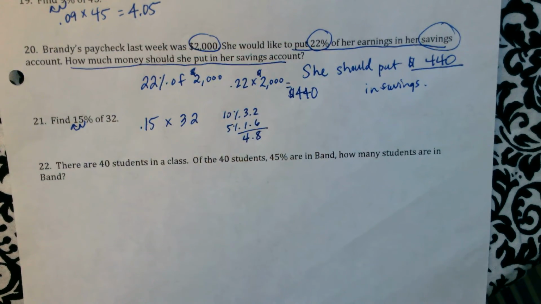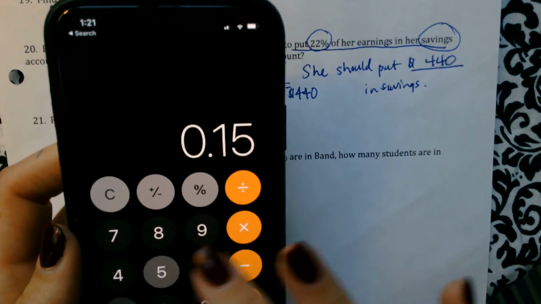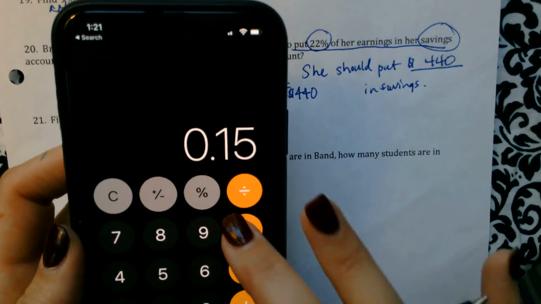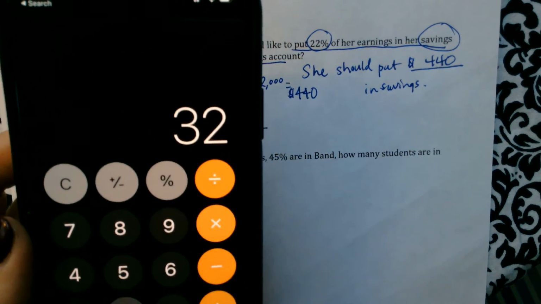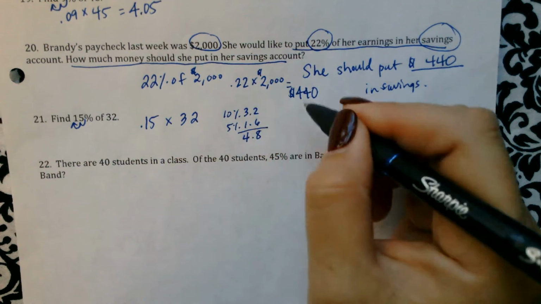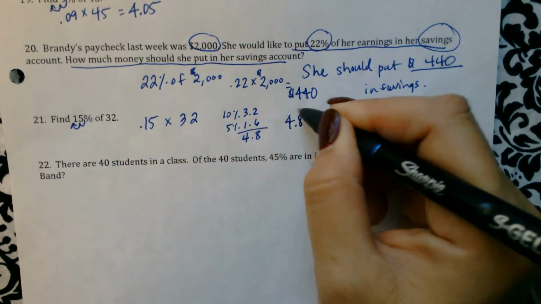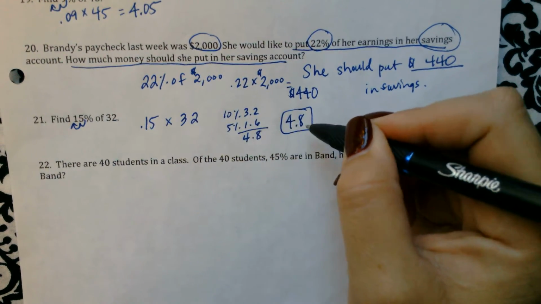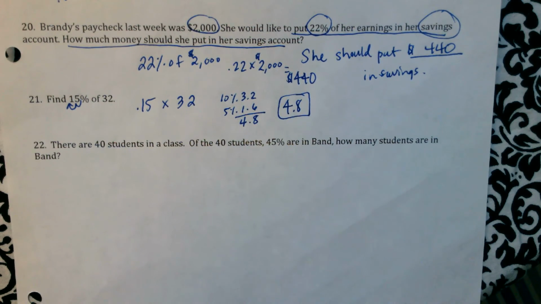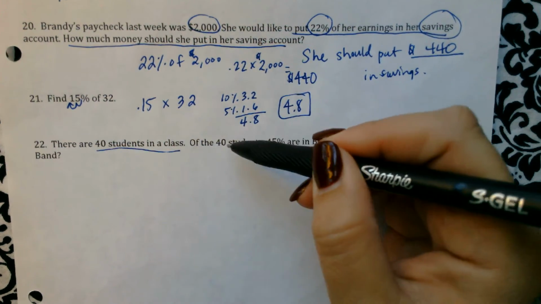Let's see if I get the same answer. 0.15 times 32. Bingo. So what is your answer? 4.8. What does that mean? 4 8/10.